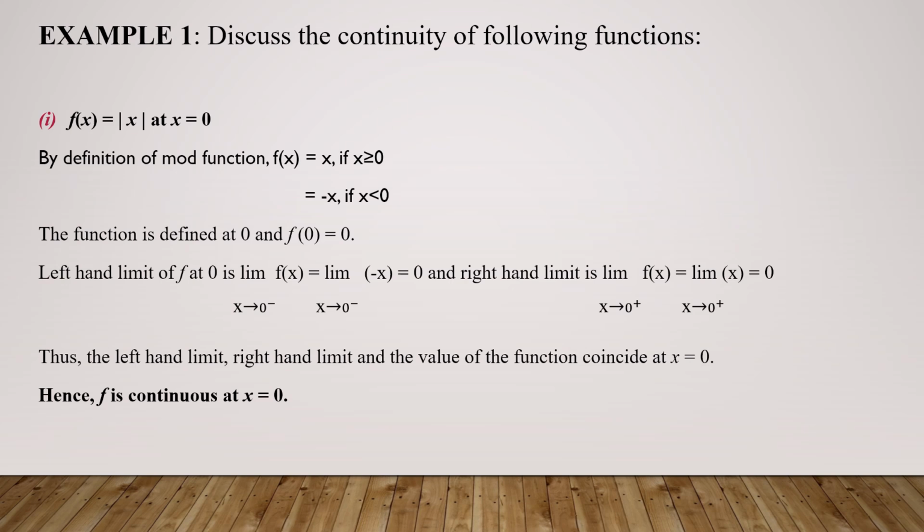Again, the right hand side limit is limit x tends to 0 plus f(x), which is equal to limit x tends to 0 plus, right hand side. What is the definition of the function? x. That means again over here also the value is 0. The left hand and right hand limits are same and they are same as the value of the function at x equal to 0. Hence in this case we can say the given function is continuous at the point x equal to 0.